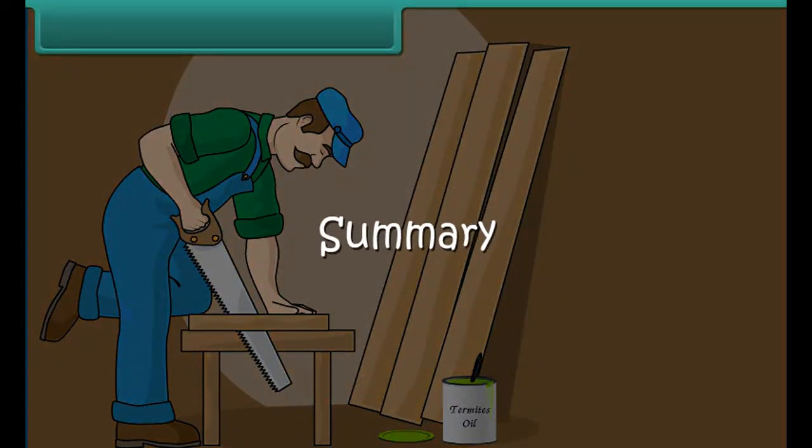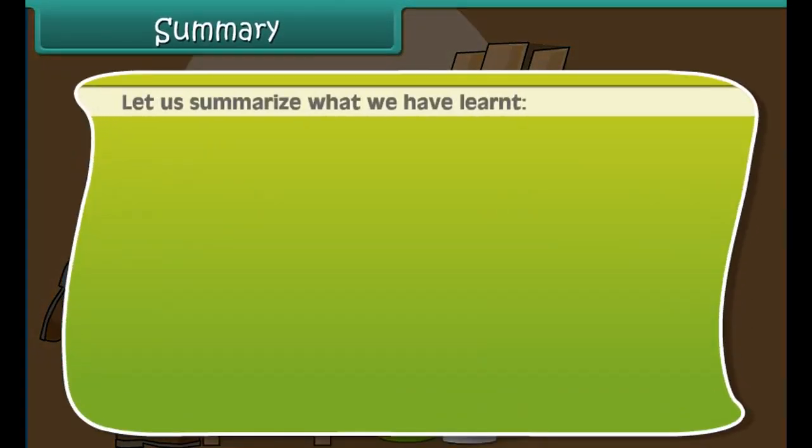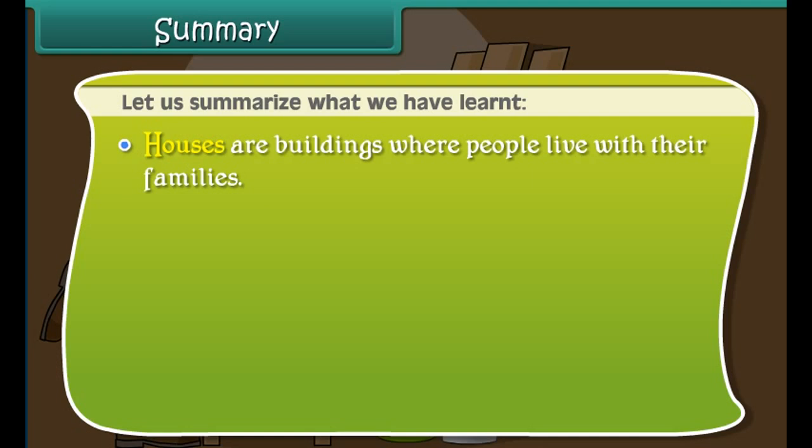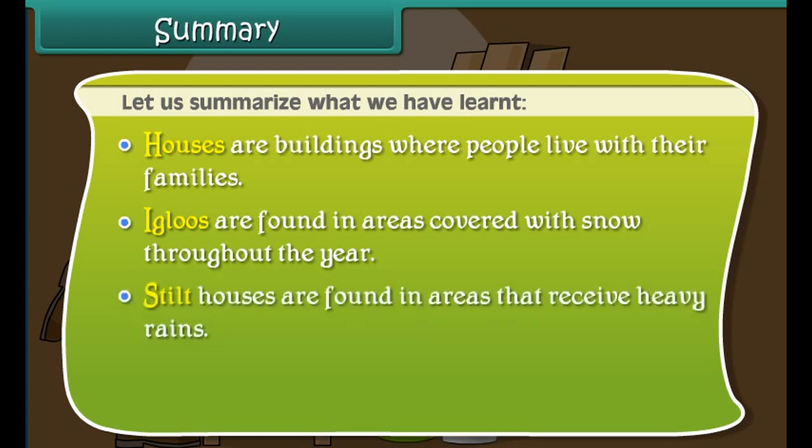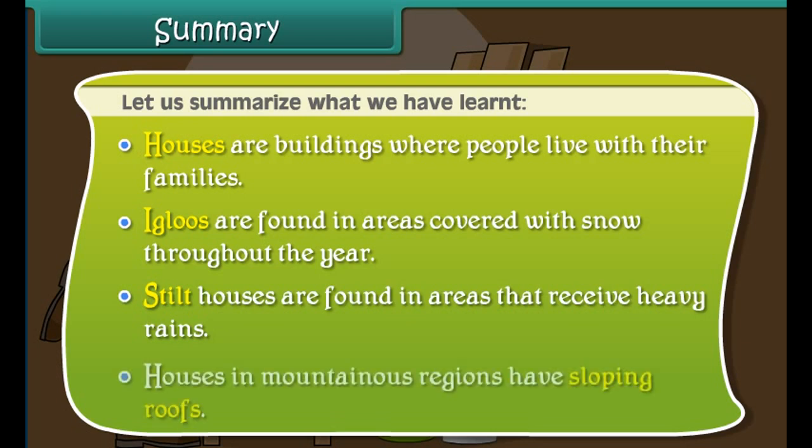Summary. Let us summarize what we have learned. Houses are buildings where people live with their families. Igloos are found in areas covered with snow throughout the year. Stilt houses are found in areas that receive heavy rains. Houses in mountainous regions have sloping roofs.